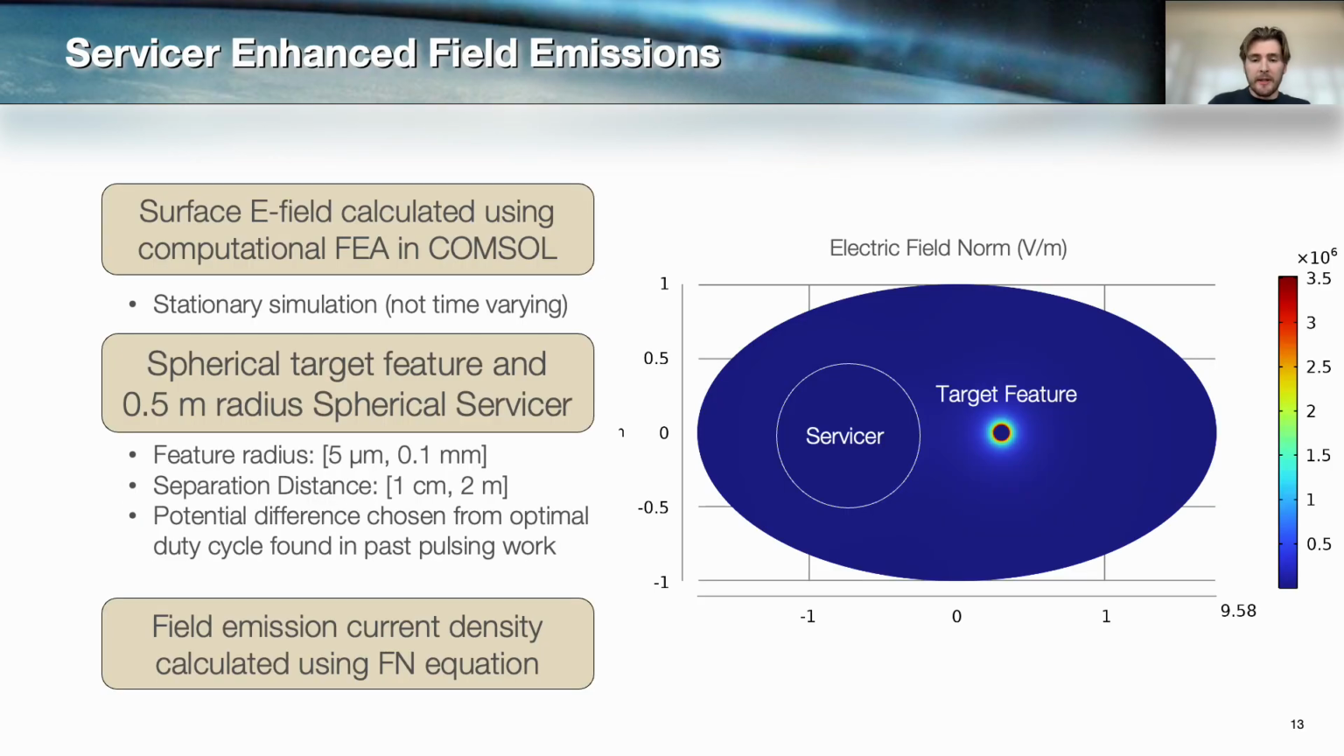To answer this question, we once again turn to using stationary computational FEA simulations and the Fowler-Nordheim equation like before. But for this study, we add in a 0.5 meter radius positively charged spherical servicer. Now, for the study, the target feature radius is varied between 5 micrometers and 0.1 millimeters, and the separation distance between the servicer and target feature is varied between 1 centimeter and 2 meters. Now, instead of varying the duty cycle like we did with the isolated spacecraft, we're just going to look at the potential difference from the optimal duty cycle, which corresponds to the largest potential difference between the target and the servicer. And this gives us a worst case scenario.